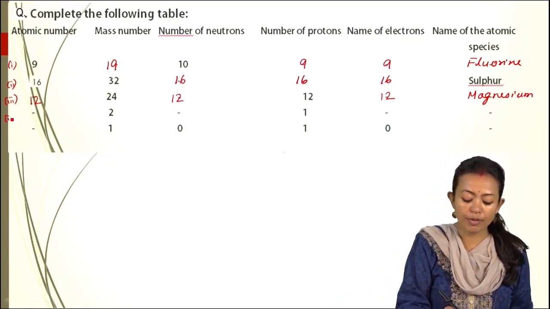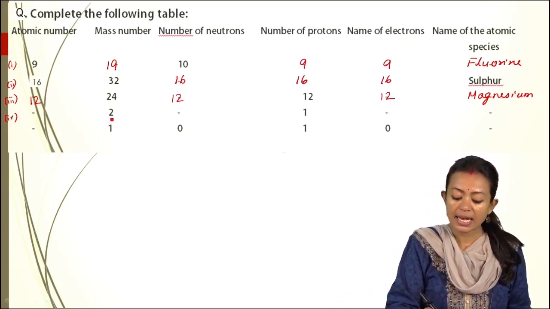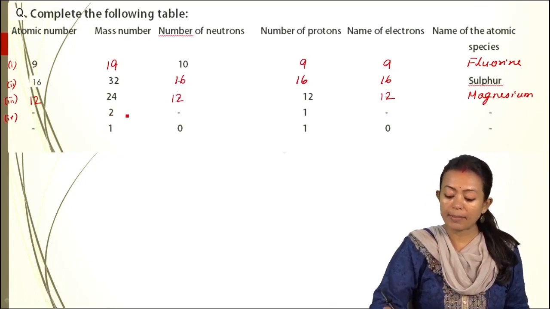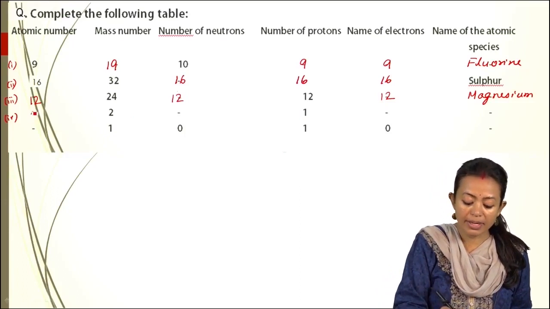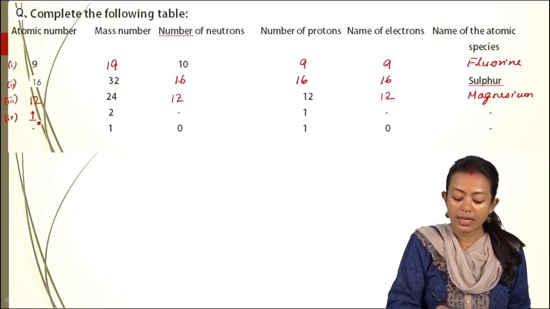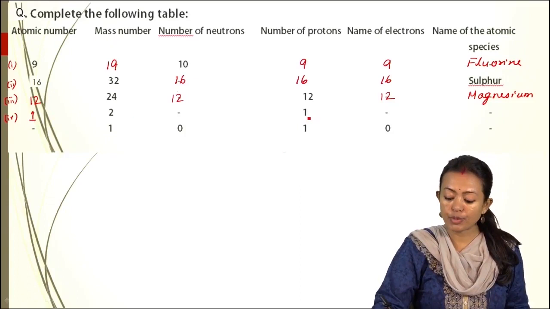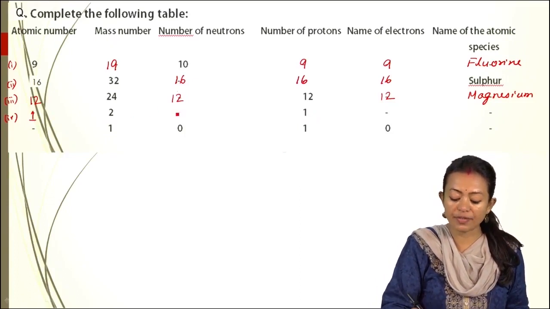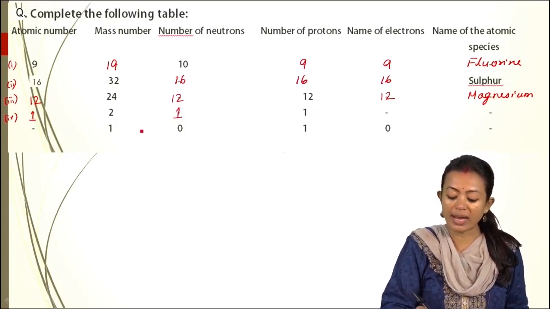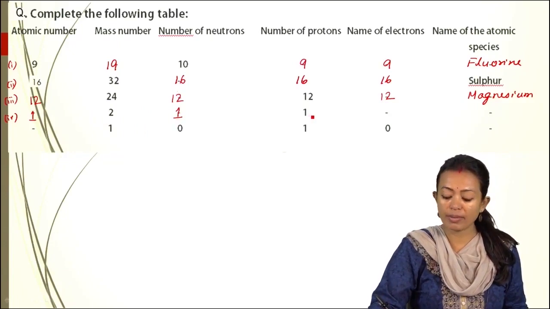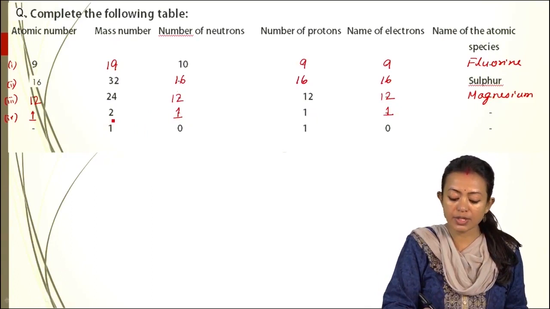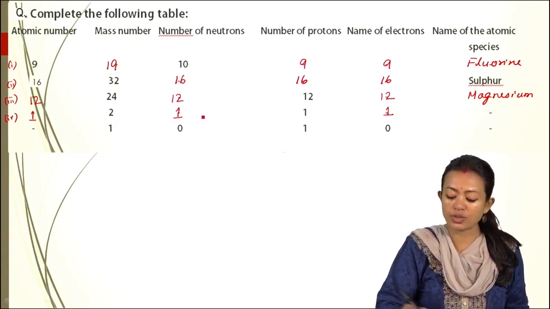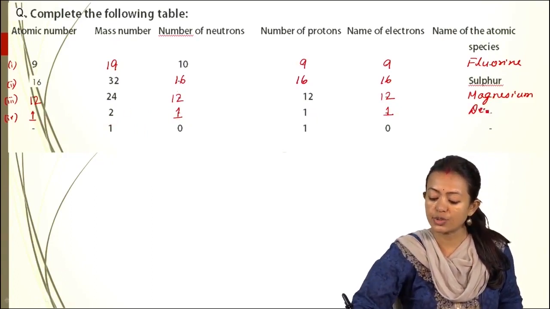Next, number 4: the mass number is 2, the number of protons is 1. So number of protons 1 means the atomic number is 1. The atomic number, that is the number of protons, is 1 and the mass number is 2. So definitely the number of neutrons is 1, and in a neutral atom or a normal atom, the number of protons and electrons are the same. So here, because the mass number is 2 and the atomic number is 1, definitely it is deuterium, the isotope of hydrogen.